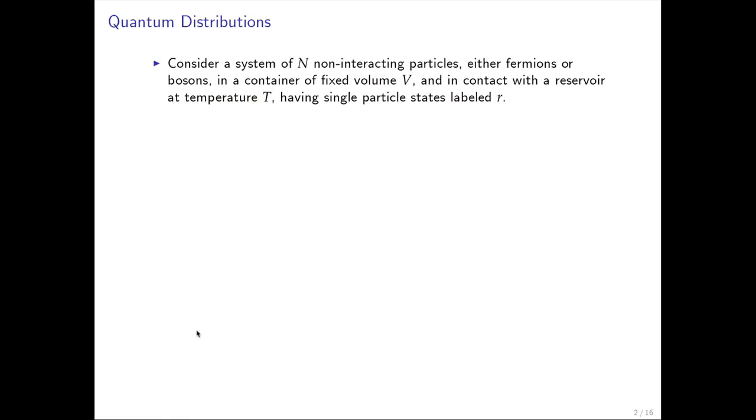So let's consider a system of n non-interacting particles. For now, let's say they're either fermions or bosons, and they will live in a container of fixed volume V, and this will be in contact with a reservoir at temperature T and having single particle states labeled r, let's say. So for example, we might consider these states to be the particle in a box states that you found in quantum mechanics.